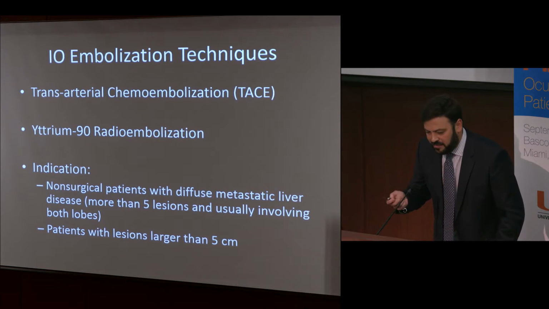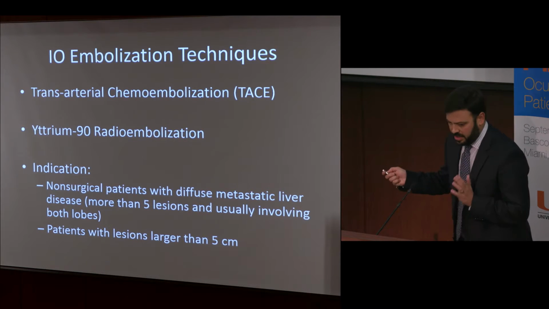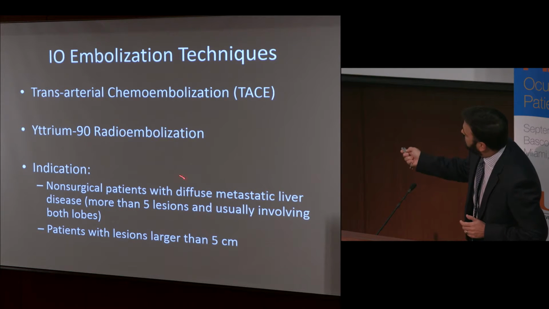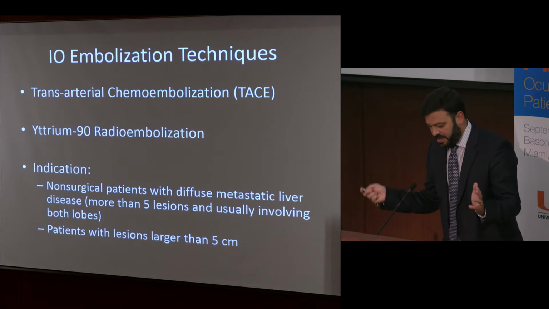Okay, so now finally for the last part, we're going to talk about the embolization techniques. Mainly there's two that I'm going to talk to you about, and that's Trans-Arterial Chemoembolization and yttrium-90 Radioembolization. These are indicated for non-surgical patients with diffuse metastatic disease.